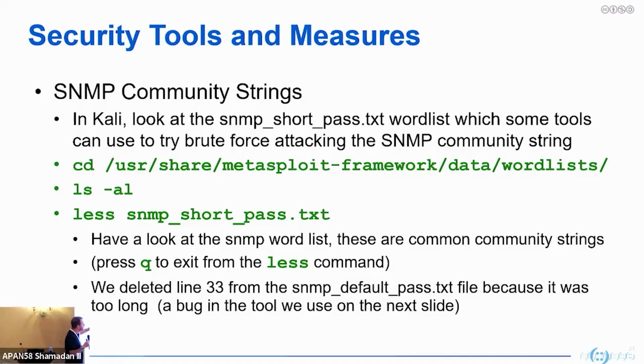Now, this is where we introduce you to the concept of word lists. So this is the path on that virtual machine to get to some default word lists. Now, a word list is, simply put, a list of words. You can have a word list for the entire English dictionary. You can have a word list for the top 1 million passwords that have ever been compromised on the internet. You can have a word list for all of the common and default SNMP community strings. And that's what we're going to be looking at here, the SNMP community strings.